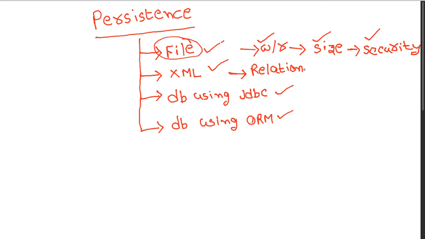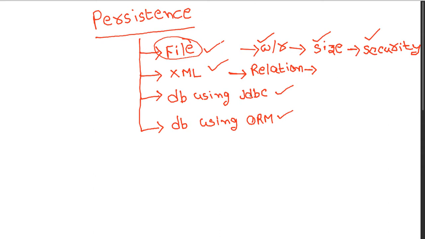But there is also a size limitation. The XML file has size limitation and security issues. These are the limitations of saving the data in an XML file. That's why one more persistency is there, that is database persistency.